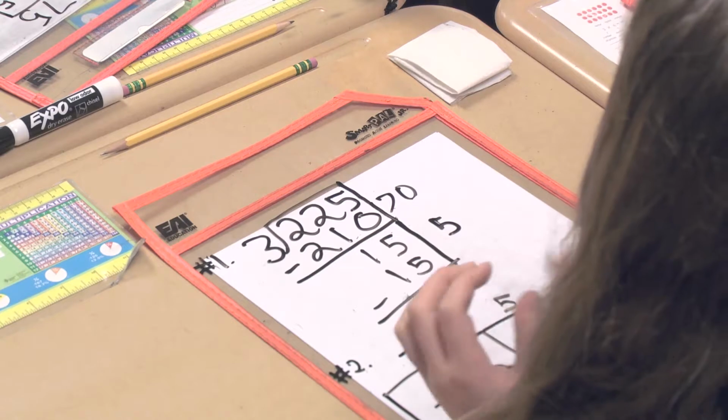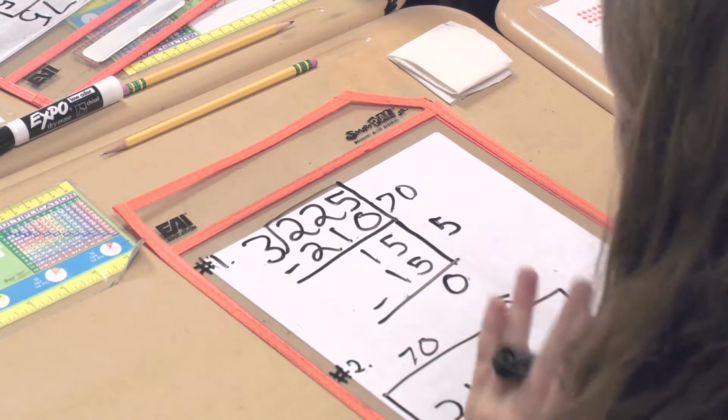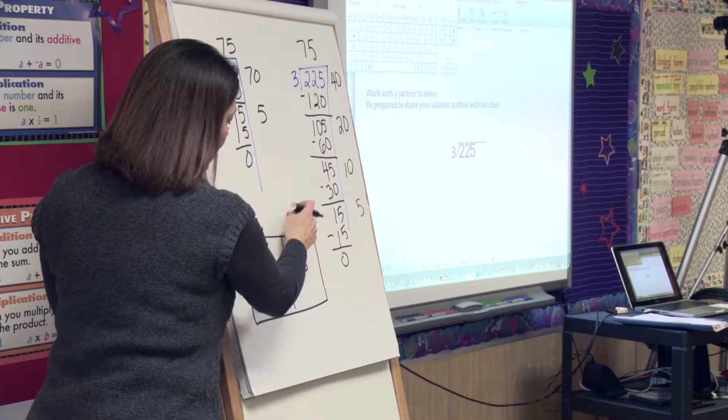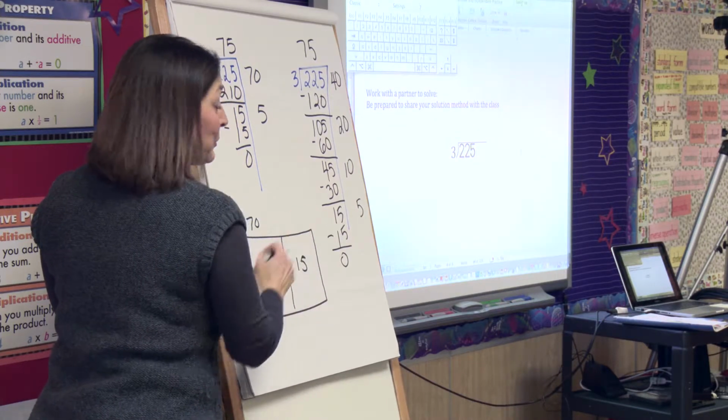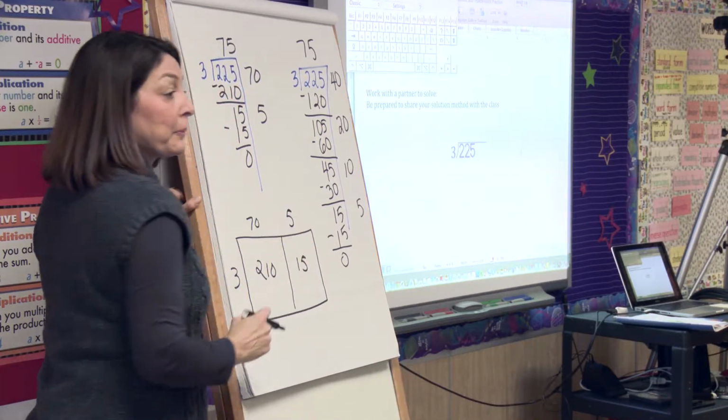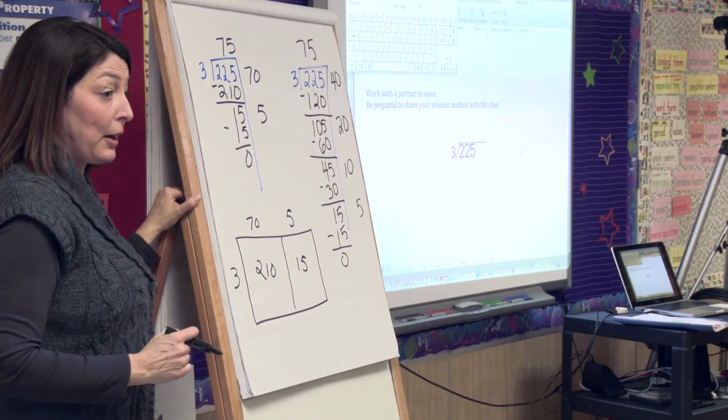Does 3 times something equal 210? Yes. 3 times what equals 210? 70. Does 3 times something equal 15? Yes. 3 times what equals 15? 5. There's your quotient, okay? So there's your rectangular model.